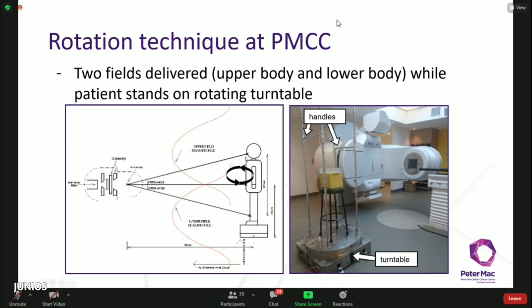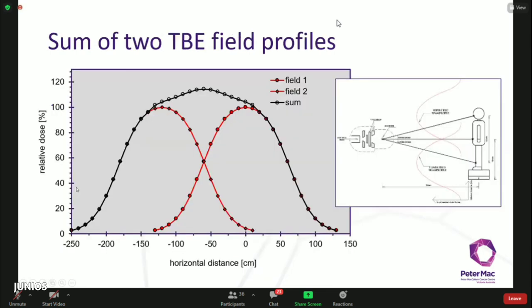So we use an upper field, which is then complemented by a lower field, and each of those two dose profiles will combine to create a large profile sum. So you can see what I mean by that. These are two individual TSEB fields, an upper and a lower. And we can also see the combined sum of those two fields, which is our final TSEB field profile, which is really large. We're covering 2 meters, which is really effective in treating the whole body.